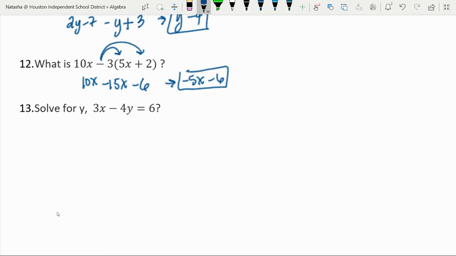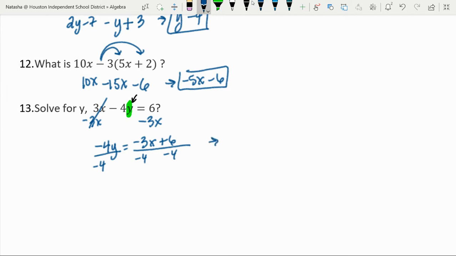Number 13, we're going to solve for y. Again, we're solving for the variable and not the solution. So I want to isolate y. I'm going to treat the 3x as a constant. So I'm going to subtract 3x from both sides. That cancels. That gives me negative 4y is equal to negative 3x plus 6. Now I'm dividing every term by negative 4.